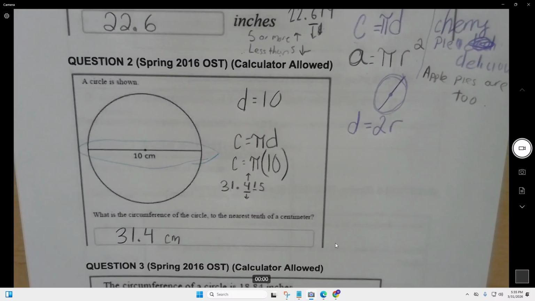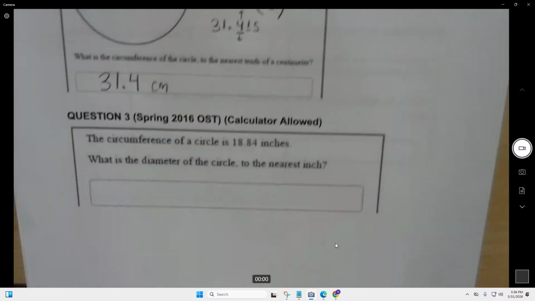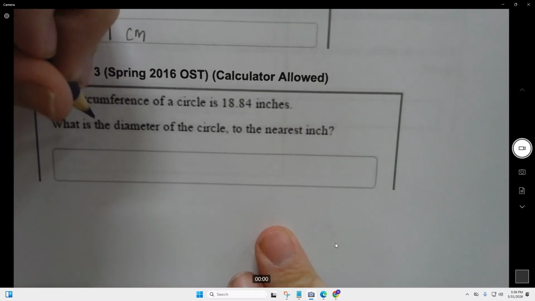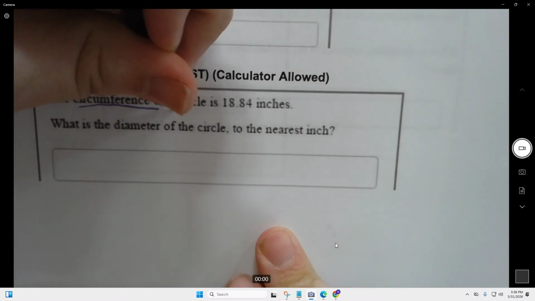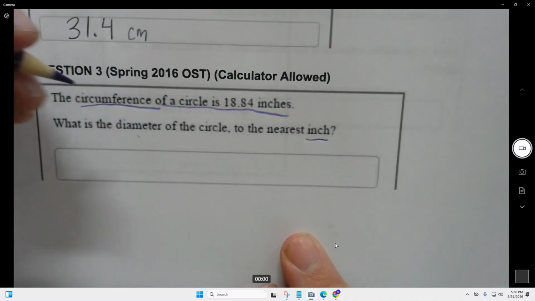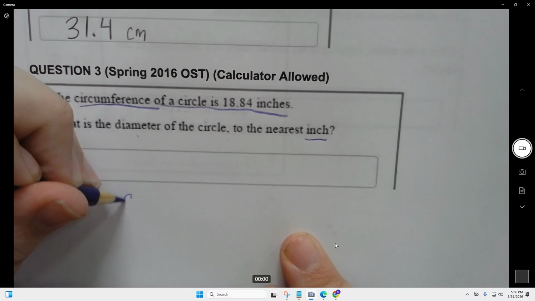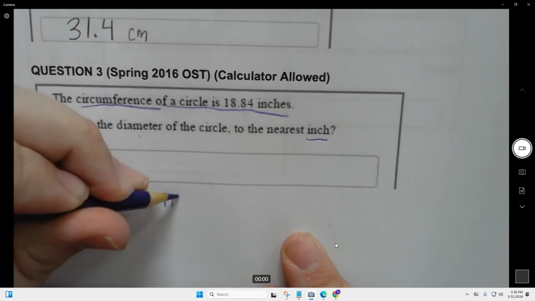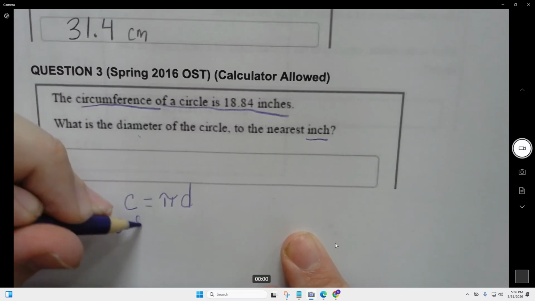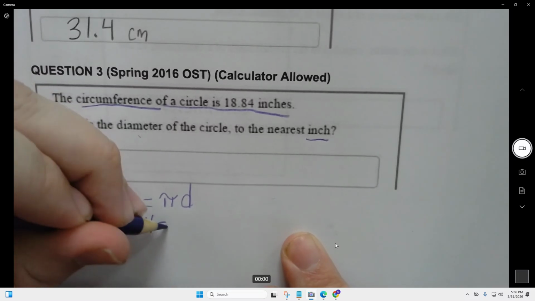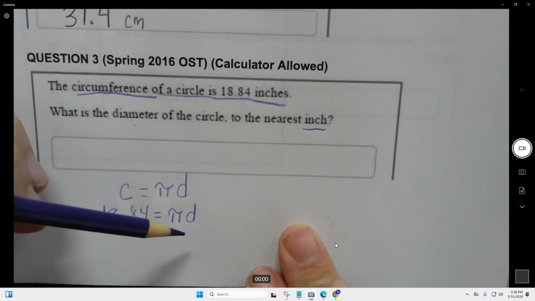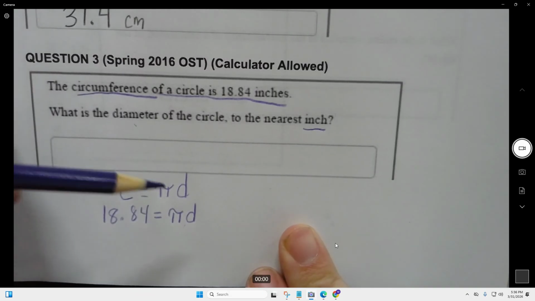All right. Question 3. The circumference of a circle is 18.84 inches. So now we're given the circumference. What is the diameter to the nearest inch? So the nearest whole number. So we're again working with cherry pie delicious. And now we are given 18.84 equals pi times d. So now we have to figure out what d is. We have to figure out the diameter. Okay?